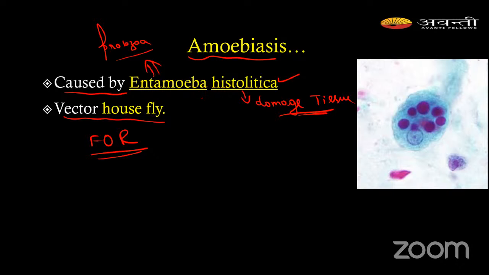First one is going to be caused by Entamoeba histolytica, and it is transmitted by the housefly. The causative agent is Entamoeba histolytica, and it spreads through the fecal-oral route. Okay, students, fine. So let us come to the life cycle of Entamoeba histolytica.